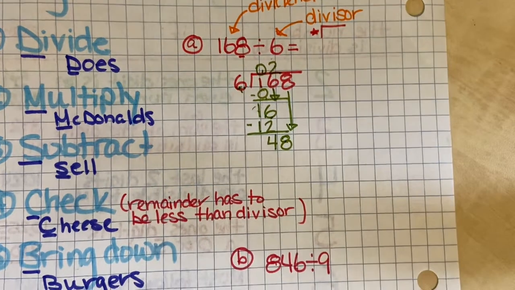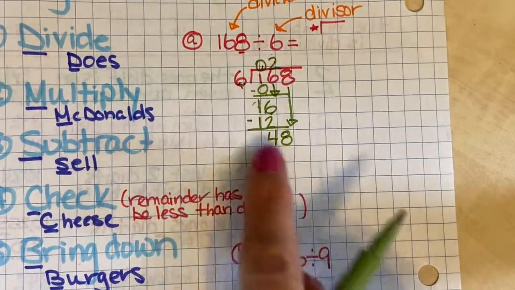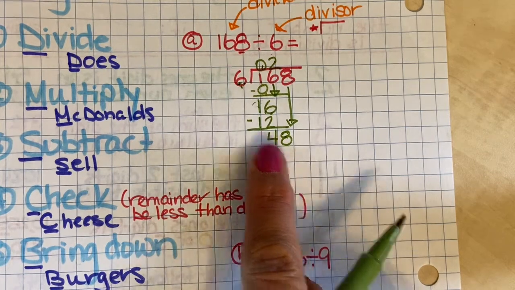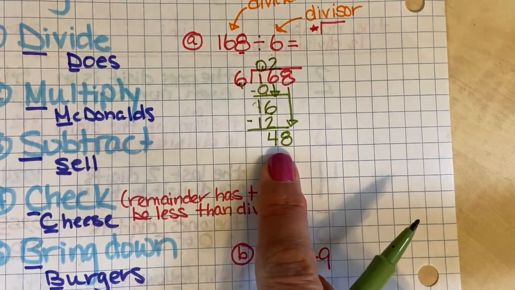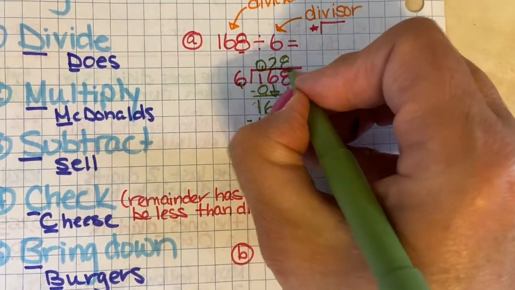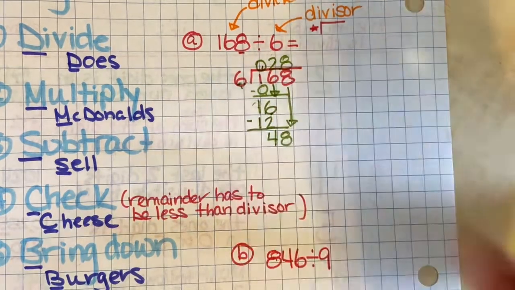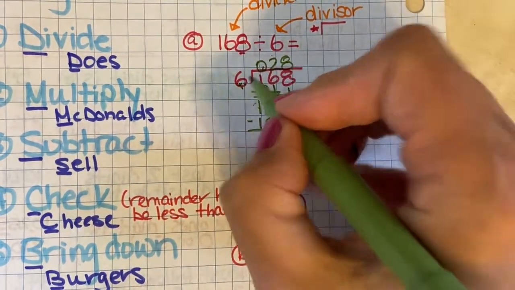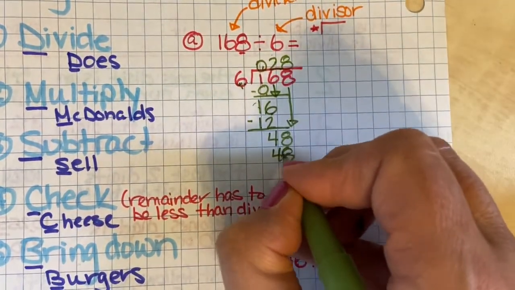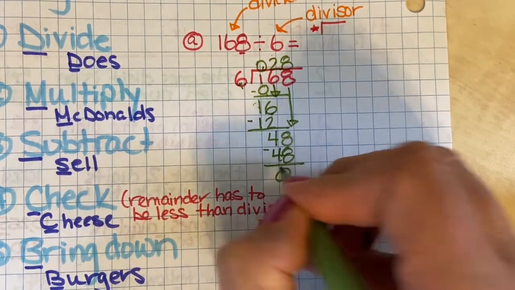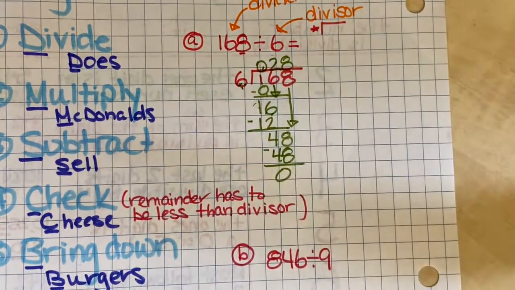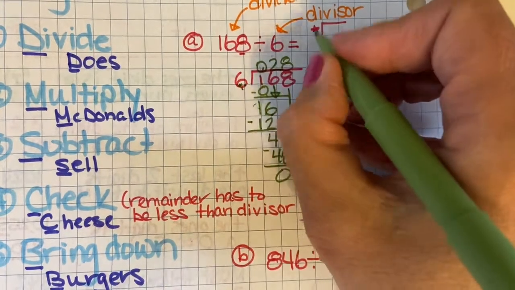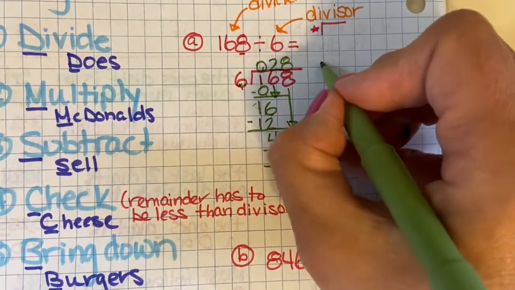Okay, and I'm going to say how many 6s go into 48. Well, 8 times 6 is 48, so my 8's going to go above here. You're always writing the number above the number you bring down. 8 times 6 is 48. I have a 0 remainder. I am done. Okay, so 168 divided by 6 is equal to 28.